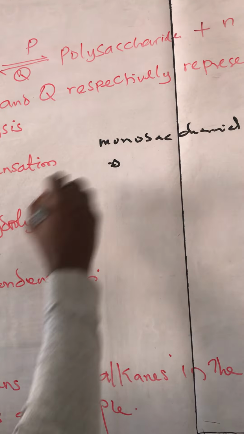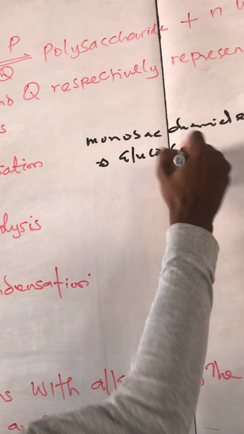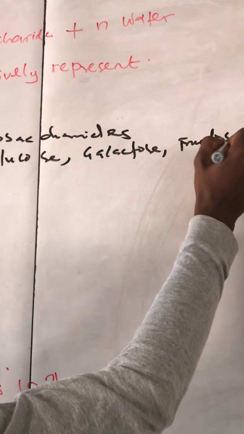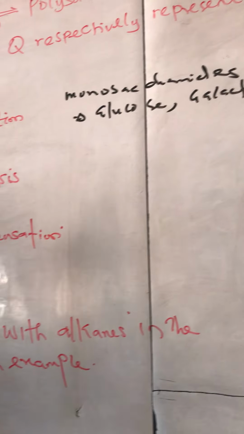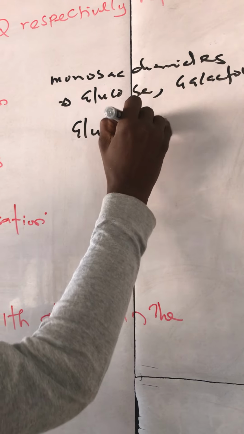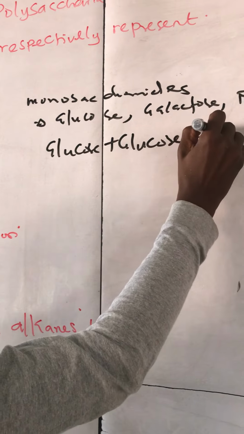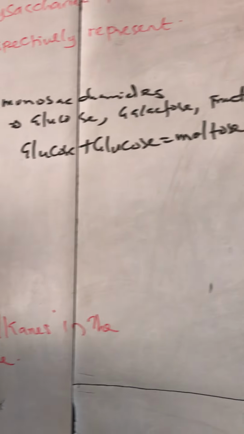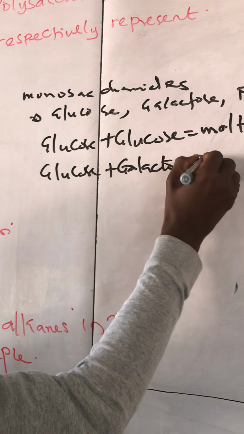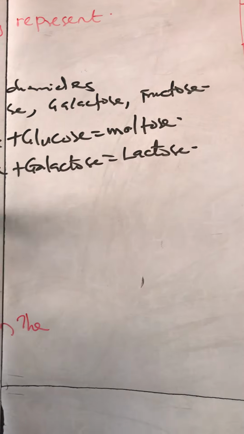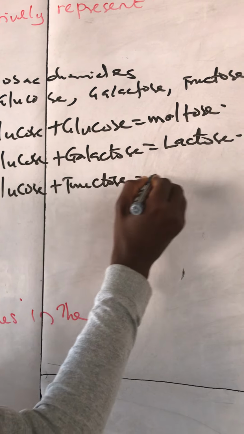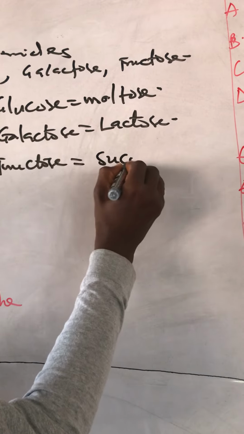Examples of monosaccharides are glucose, galactose, and fructose. When I join a glucose monomer plus another glucose, I have maltose. If I join glucose plus galactose, I have lactose. And if I join glucose plus fructose, I have what I know as sucrose.